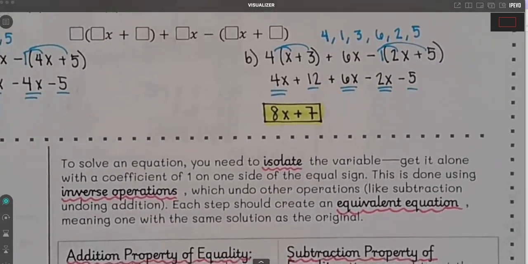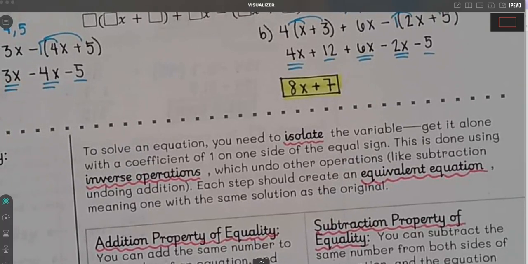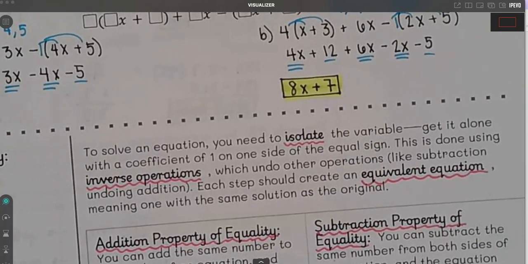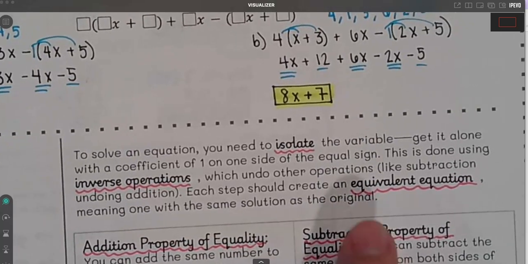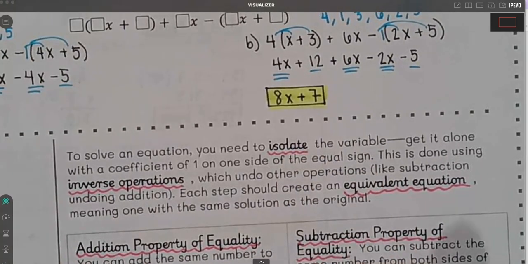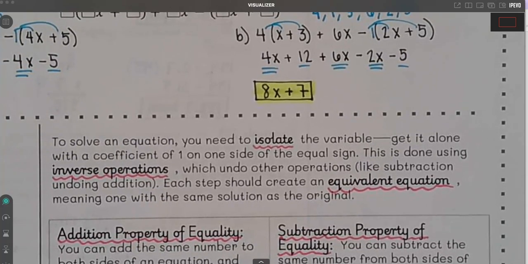All right. So, some more key vocabulary. To solve an equation. So last section we were working a lot with simplifying expressions. Now we're actually going to be solving equations. We're going to throw in an equal sign. To solve an equation, you need to isolate the variable. That means get it alone with a coefficient of 1 on one side of the equal sign.